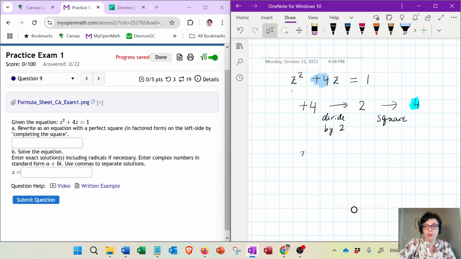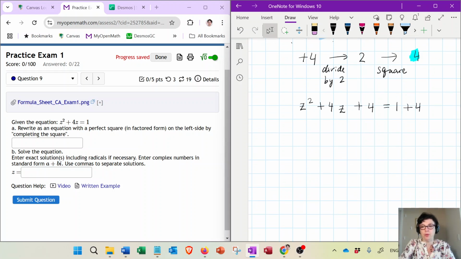It's important to add it to both sides, not just the left-hand side. Otherwise, you're not going to have a balanced equation. You're going to add something to the scale on one side, but not on the other. So it has to be 1 on the right because it was there already, and then we add 4 also. So we add 4 on the left and add 4 on the right.